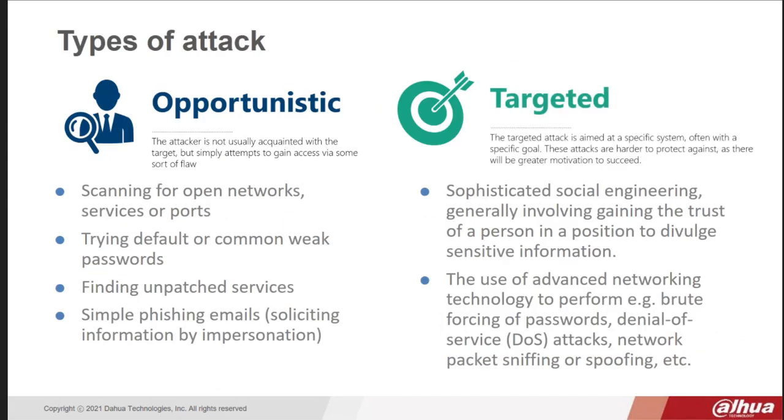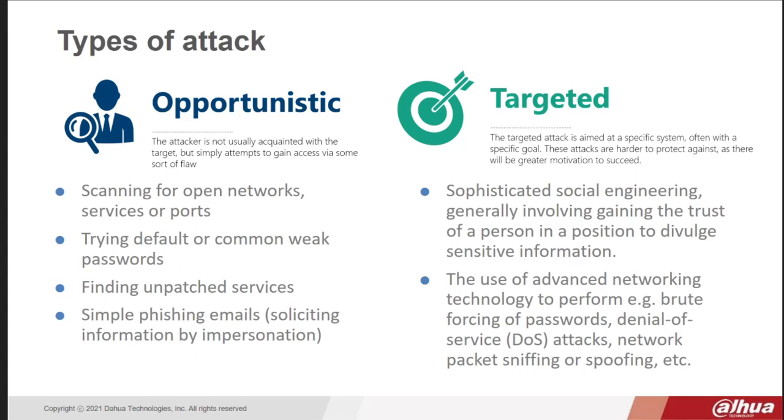So the two different types of common attacks that you would find are opportunistic and targeted. Opportunistic means that you've got a bad guy somewhere who is just scanning for open networks, services or ports, and they might actually target a geographical area, like maybe Southern California or parts of England. They might also try to query using default or common weak passwords. They're also looking for unpatched services, and they might even use phishing emails.